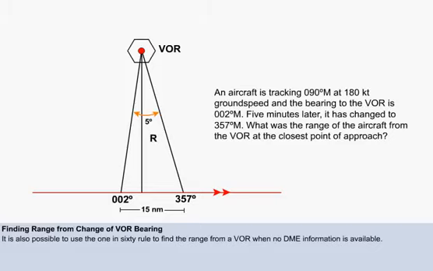Therefore, we have a situation where an angle of 5 degrees is subtended by a distance of 15 miles. For each 60 miles of range, 5 degrees is subtended by 5 miles. At 60 miles range, the base of the triangle will be 5 miles. At 120 miles, it will be 10 miles. And at 180 miles, it will be 15 miles. Therefore, the range at the closest point of approach was 180 miles.